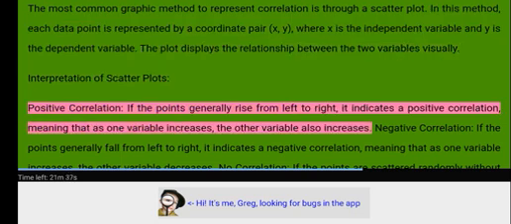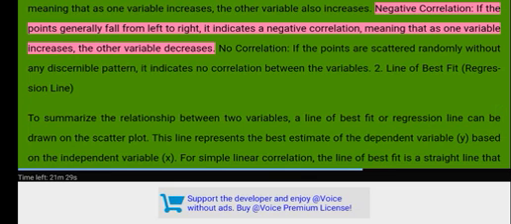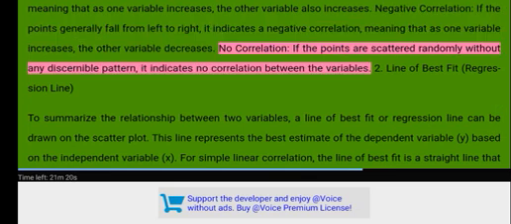Interpretation of scatter plots. Positive correlation: if the points generally rise from left to right, it indicates a positive correlation, meaning that as one variable increases, the other variable also increases. Negative correlation: if the points generally fall from left to right, it indicates a negative correlation, meaning that as one variable increases, the other variable decreases. No correlation: if the points are scattered randomly without any discernible pattern, it indicates no correlation between the variables.